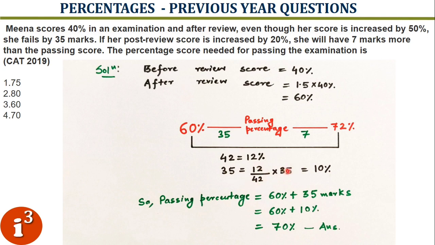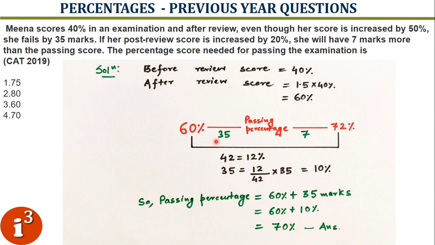This is a very simple calculation. It comes to 10%. So a gap of 35 marks means a 10 percentage gap. So what is the passing percentage? 60 percentage plus 35 marks means 60 plus 10%, 70%.